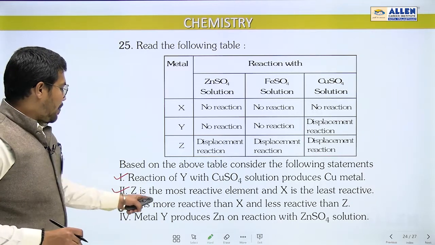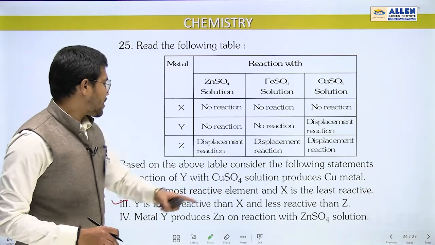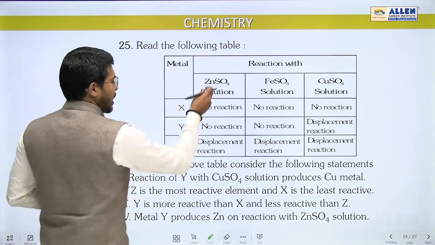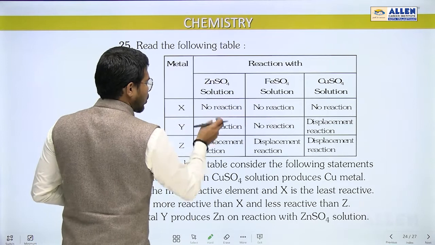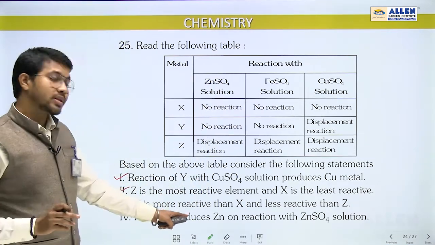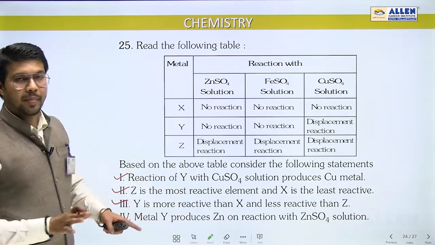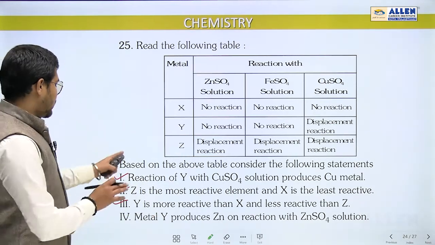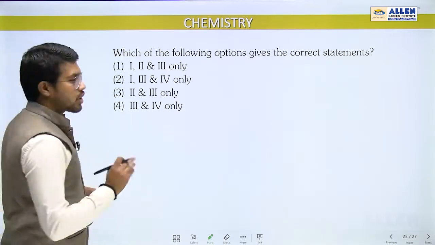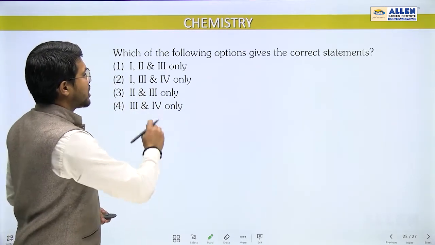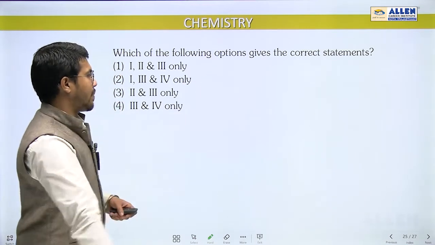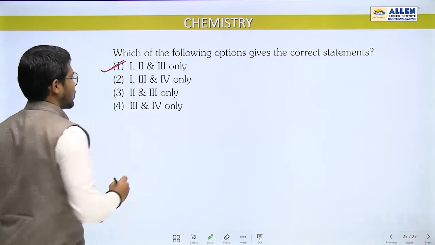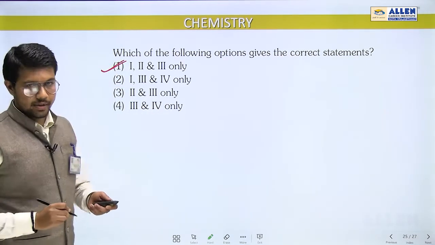Fourth one: metal Y produces zinc on reaction with ZnSO4. This statement is wrong, because here Y shows no reaction with ZnSO4, but this statement is saying it is producing zinc. So this statement is actually wrong. So statements 1, 2 and 3 are correct. The question asks which of the following options gives the correct statements. So the correct statements are 1, 2 and 3, so we'll mark option 1. This is our right answer.